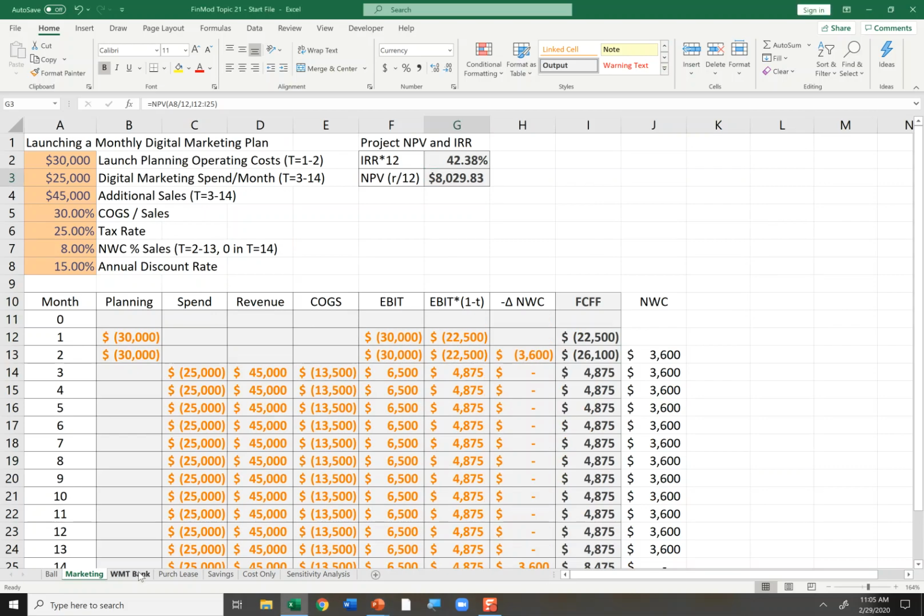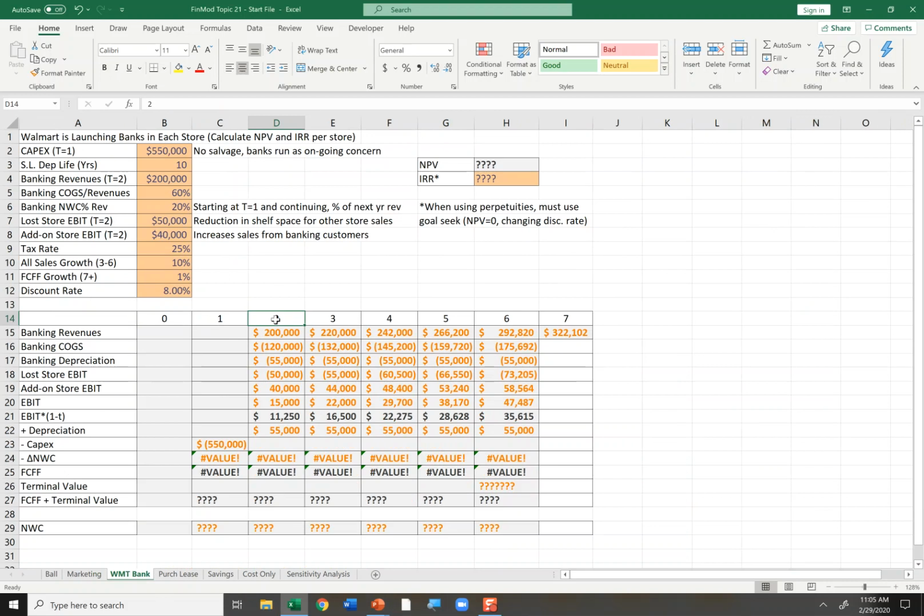Just has a few items we need to complete. So here's my Walmart bank. It's going to take 2 years to get up and going. My Capex is going to be 1 year from now.